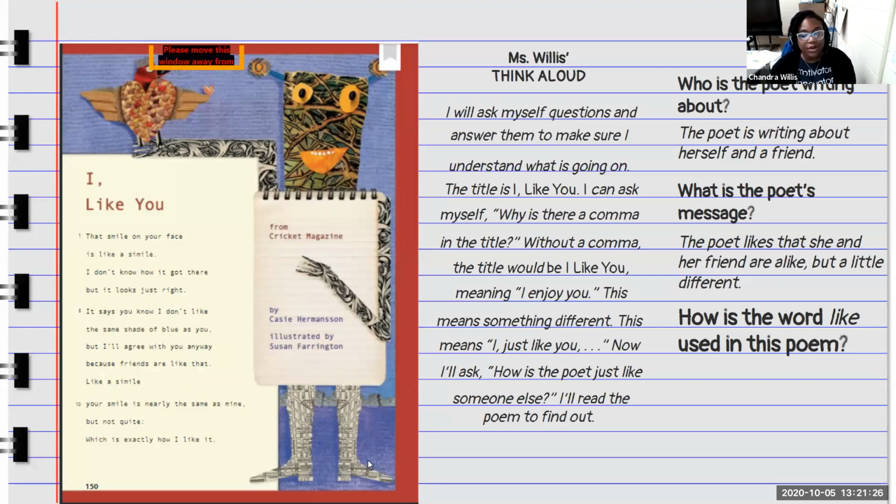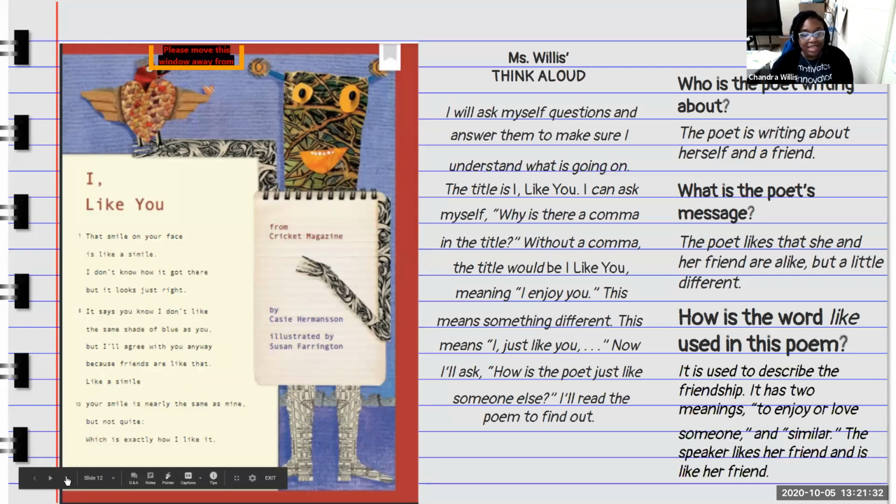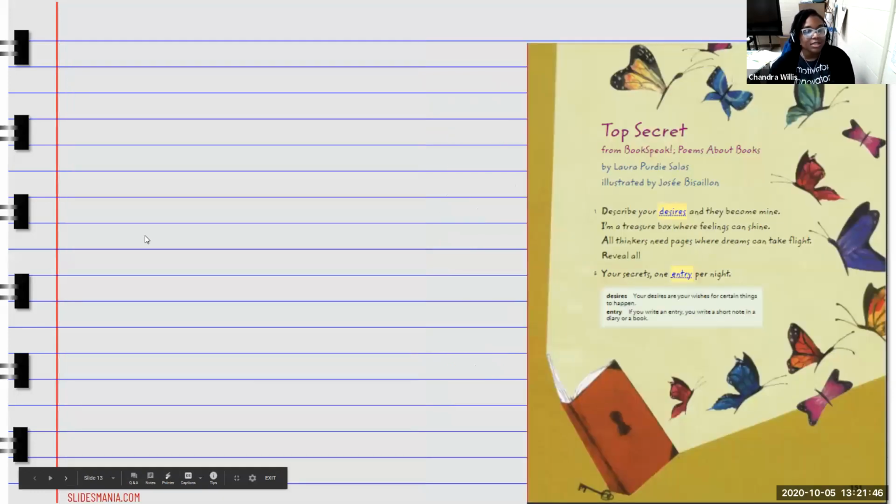And how is the word like used in the poem? So I'll give you this one. The word like is used to mean two things: how we are the same, but also how much the person enjoys their friend. Very good. All right, let's read our next poem for today, and we'll read two more tomorrow.